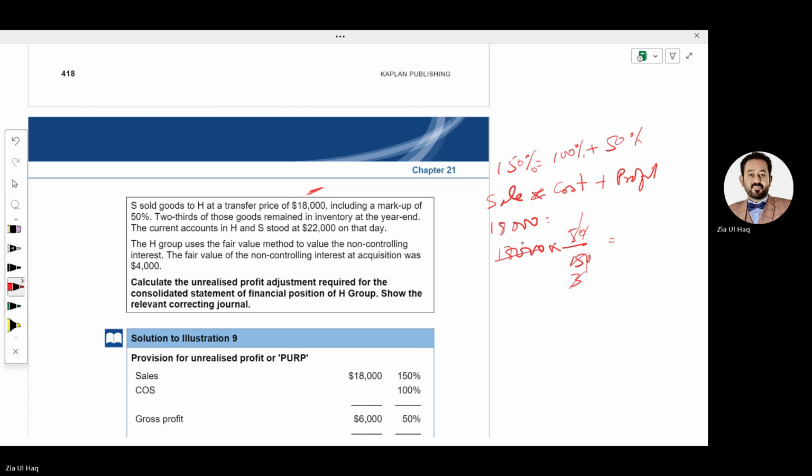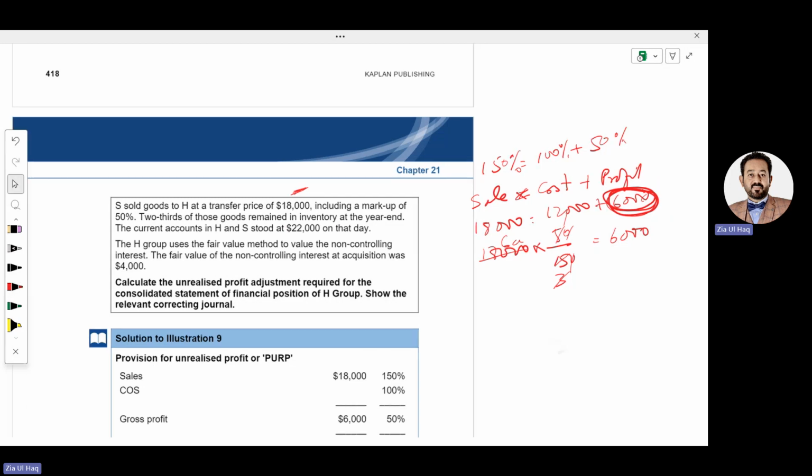6,000. 12 and 6. This means cost is 12,000 and profit is 6,000. 6 remaining. So this is profit relating to intergroup transaction. We need to know whether any inventory sold outside the group or still remains. 2/3 of those goods remained in the inventory at the year end.